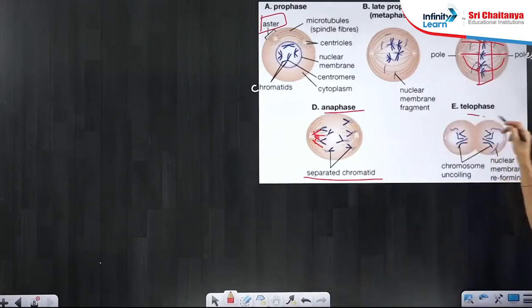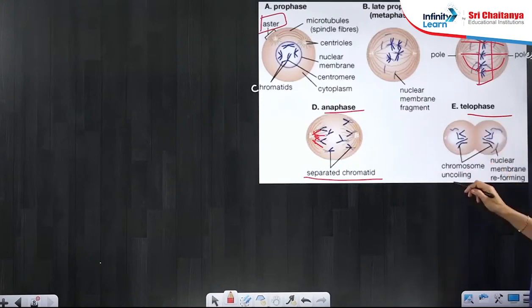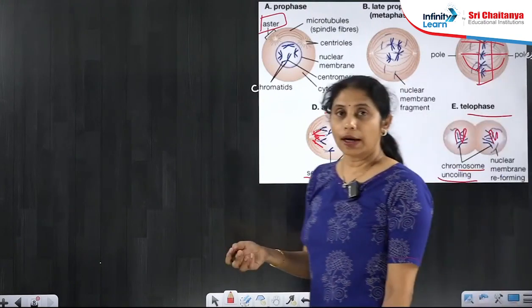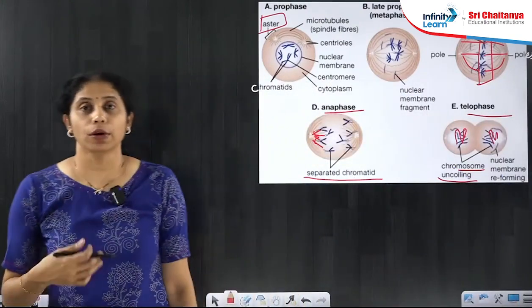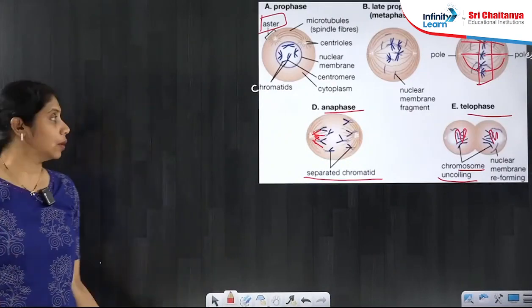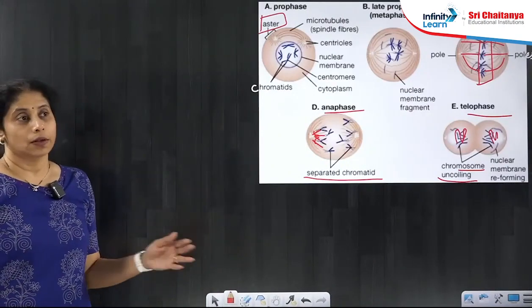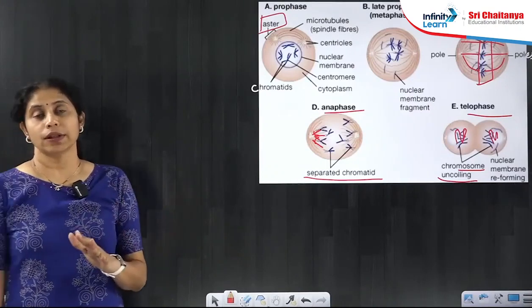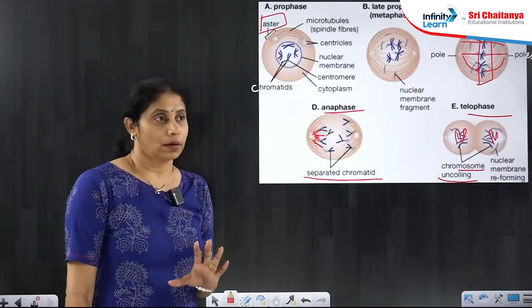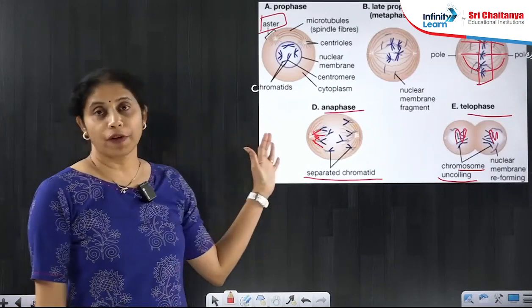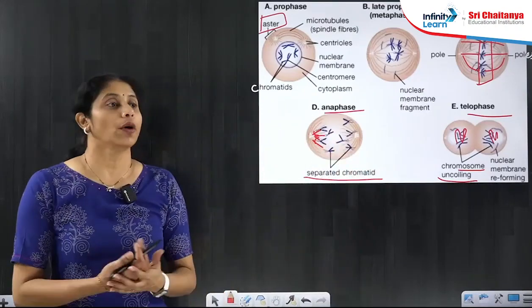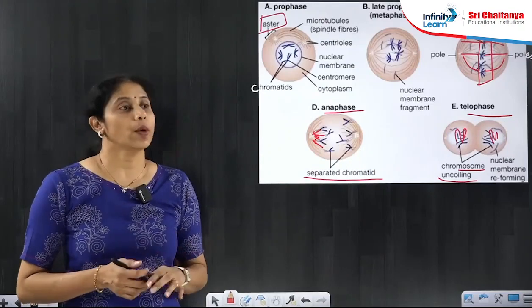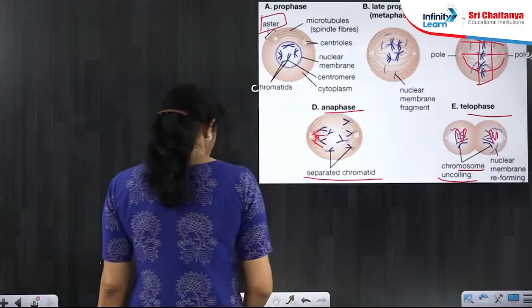Then in telophase, all the chromosomes which have reached the poles undergo uncoiling and become chromatin. After becoming chromatin, the nucleolus will appear, the nuclear envelope will appear, and Golgi and ER also appear. So, prophase events and telophase events are exactly opposite to one another. One nucleus in the prophase will become two daughter nuclei by the end of the telophase. This is the karyokinesis. Okay, the next one, cytokinesis.